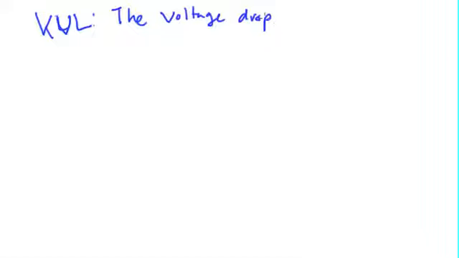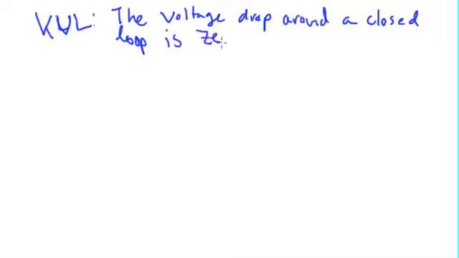Alright, so let's begin with Kirchhoff's voltage law. I'm just going to write it as KVL. That says the voltage drop around a closed loop is 0. So what that means is if you start and stop at the same point but go in a loop, the net voltage drop will be 0.